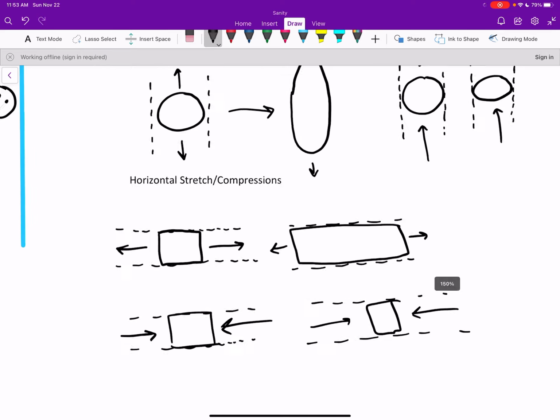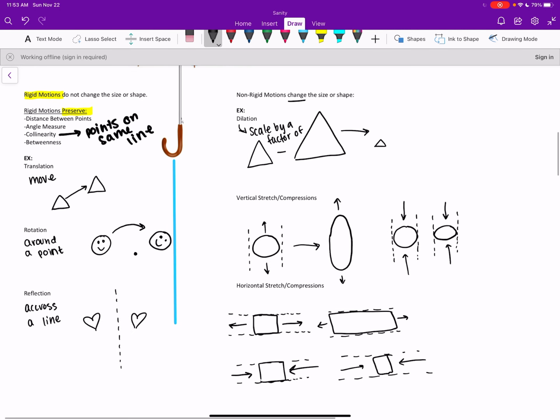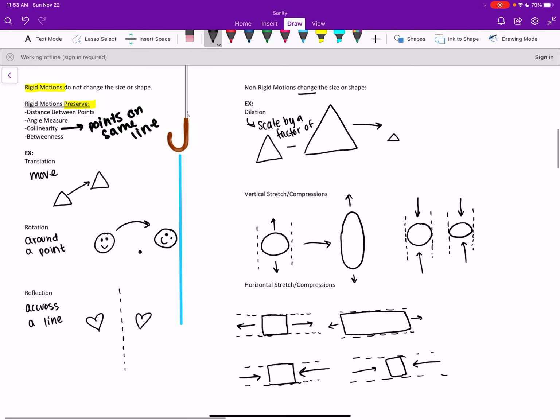Okay, that was just the basics. We'll get more information about that, but definitely make sure you understand translation, rotation, reflection, and dilation. Get a sketch of any of these if you need to, and I'll see you in Blackman 107.